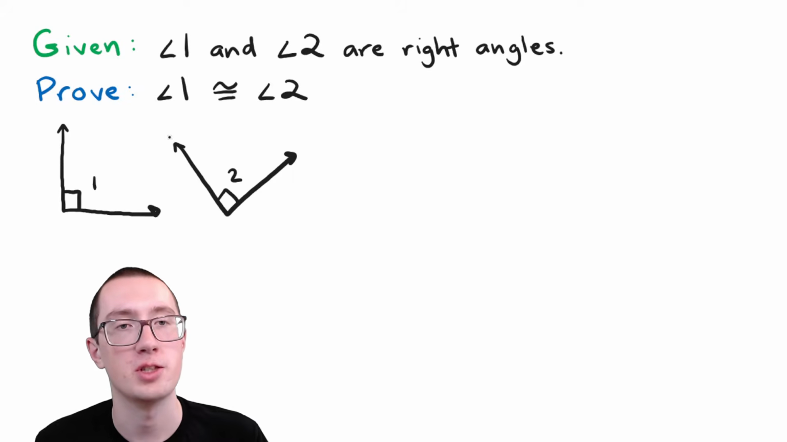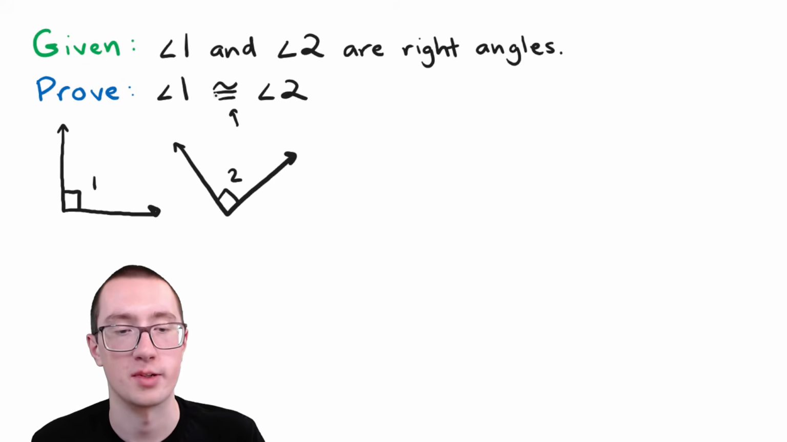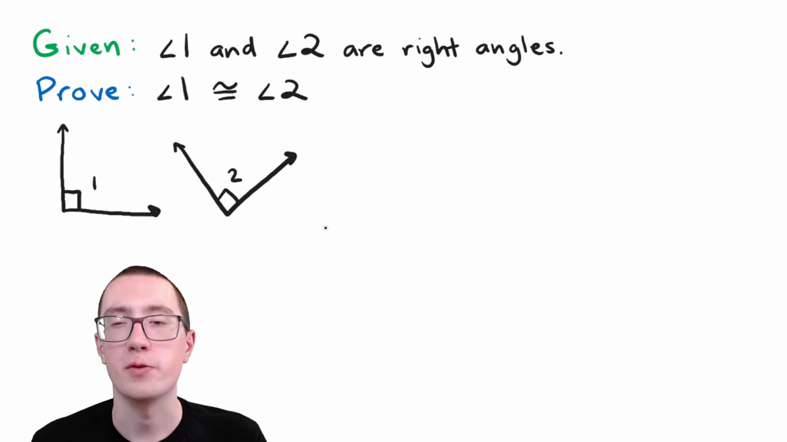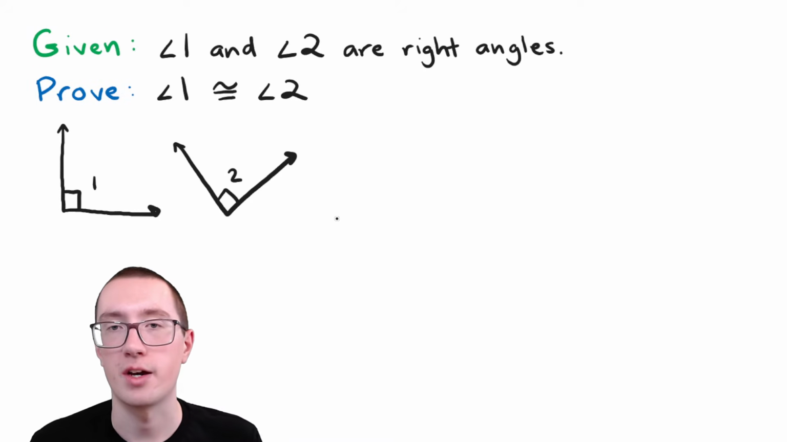So for example, for this one, we have to prove that angle 1 and angle 2 are congruent. That's what this little sign means. It means congruence. And all we get is what it says here, which is the given information. So all we know is that angle 1 and angle 2 are right angles, and we have to prove that they're congruent. Now, at first, this might actually not seem that hard.